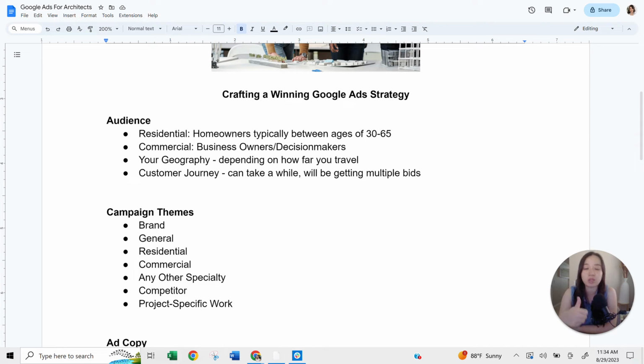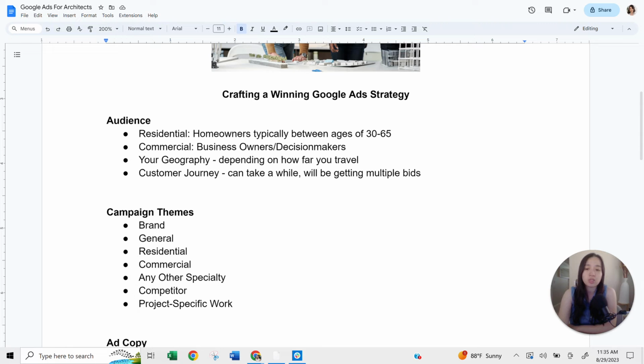Another one would be residential, commercial, of course. If you serve those areas, you need to have those campaigns. Also note that a lot of people might not be searching for residential or commercial. Those are more like industry terms. If you want more layman's terms, you want to do like home architect, house architect. Commercial would be like business architect. So you want to make sure that you're covering your bases on that front in terms of those themes.